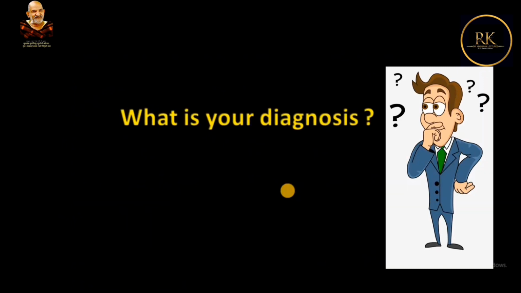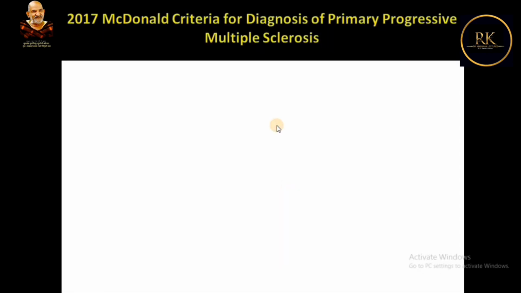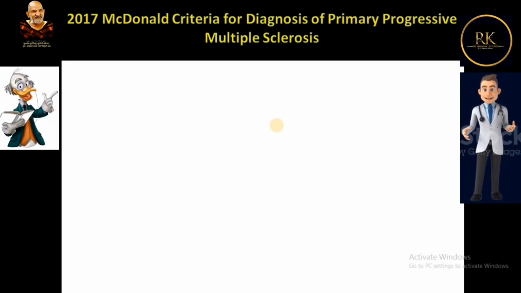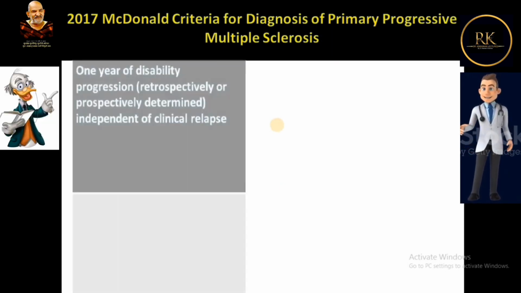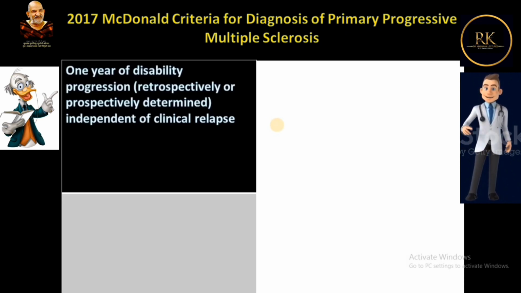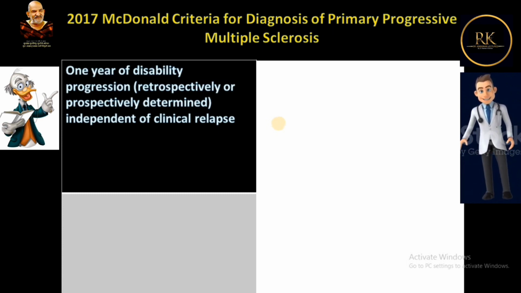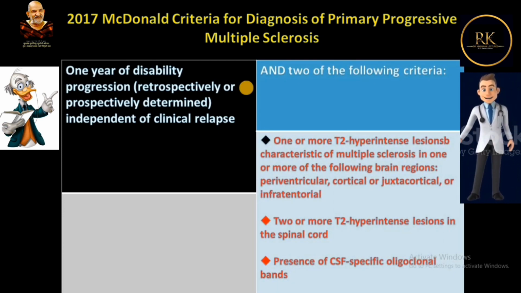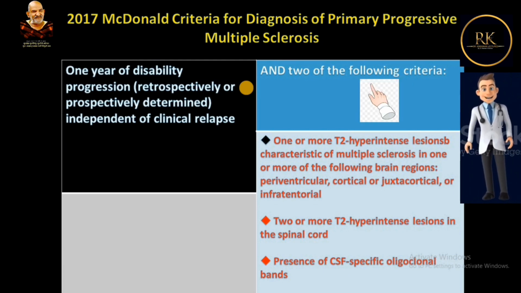We will come to this case later in our discussion, but first discuss the 2017 McDonald criteria for diagnosis of primary progressive multiple sclerosis. It includes 1 year of disability progression, retrospectively or prospectively determined, independent of clinical relapse, and 2 of the following criteria should be fulfilled to make the diagnosis of primary progressive multiple sclerosis.